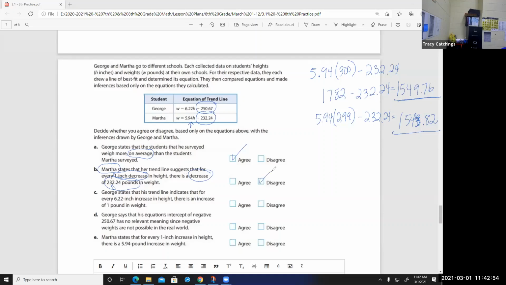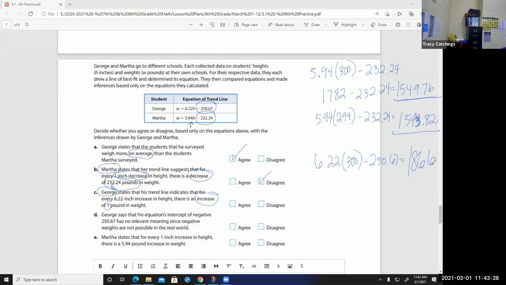All right, George states that the trend line indicates that for every 6.22 inch increase in height, there's an increase of 1 pound in weight. Now we're talking about George. Y'all stick with 300? Is it 1,866?